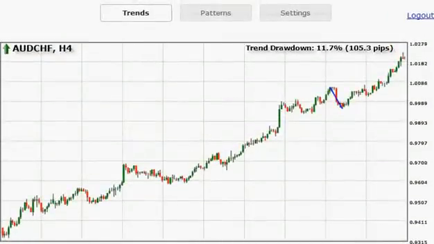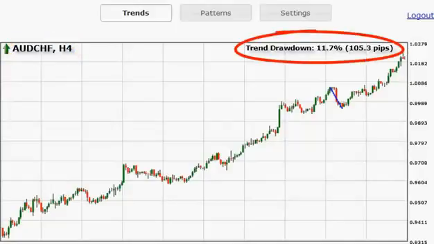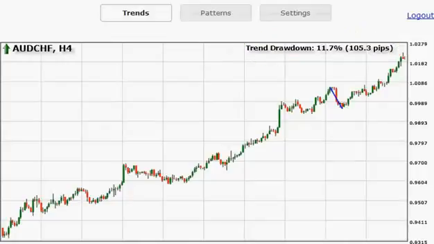The trend direction, pair and time frame, and the trend drawdown. The drawdown is very low. The trend looks very nice. This blue line is the maximum drawdown.